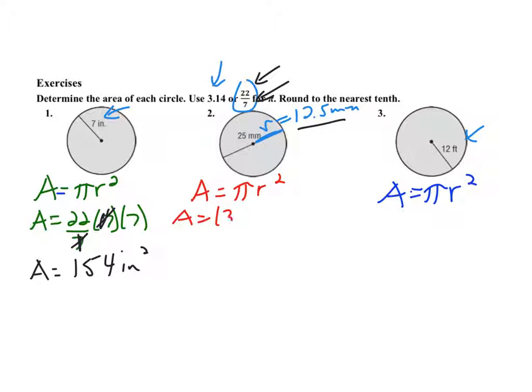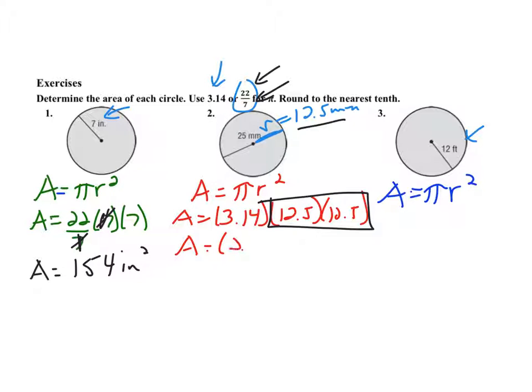Area equals 3.14, and we're going to use the 12.5 times 12.5. Now, these will come in that decimal form, in which you're going to have to multiply 125 times 125 and move over 2 decimals. So far, area equals 3.14 times 156.25.